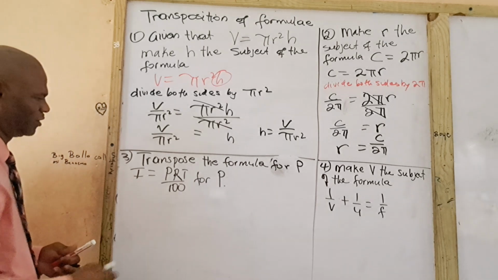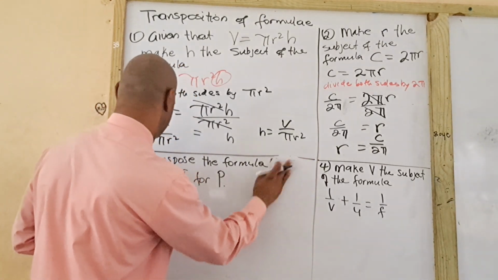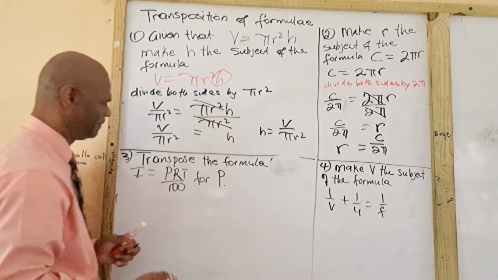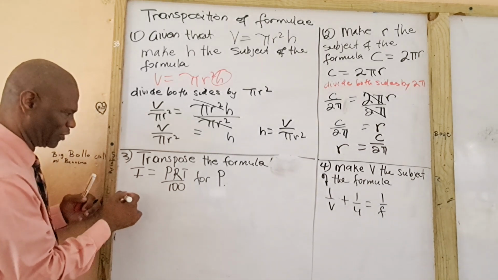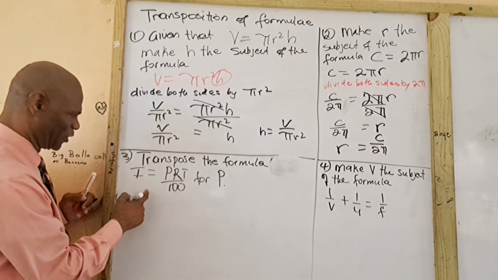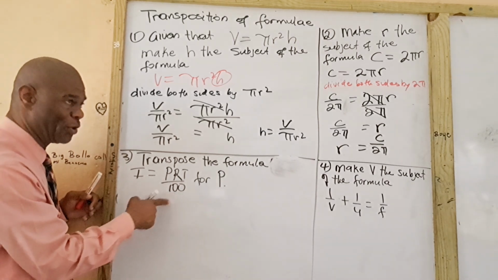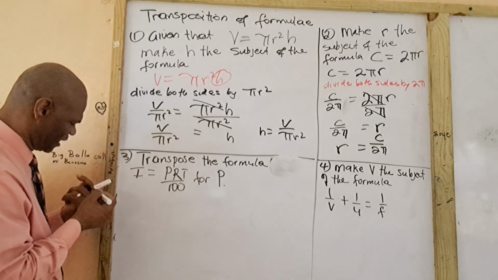Make P the subject. Oh, sorry, transpose the formula I equals that for P. Alright? So we want to make P the subject. So the first thing we're going to do is get rid of the fraction, or the denominator here, by multiplying both sides by 100. So let's write that.